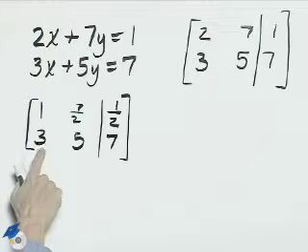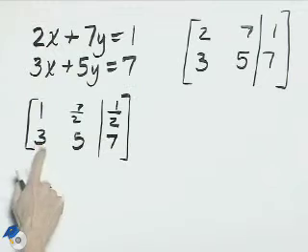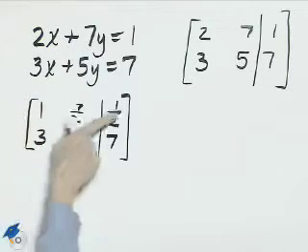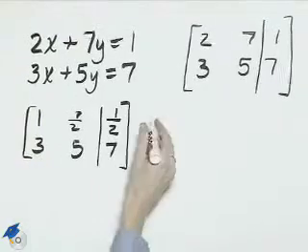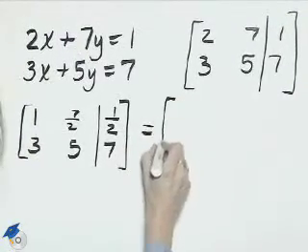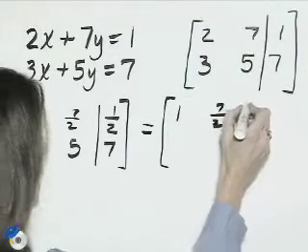The next thing we'll do is we'll work to make this 3 become a 0. In order to do that, we'll multiply the first row by -3 and add that to the second row. That will give us, for the first row, stays the same, 1, 7/2, and 1/2.